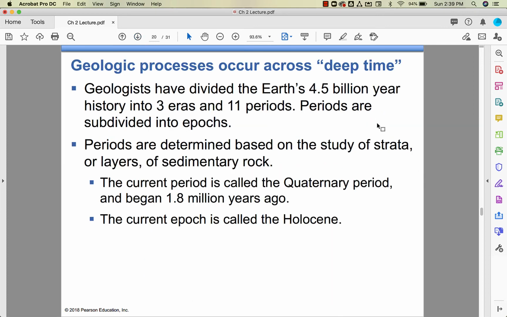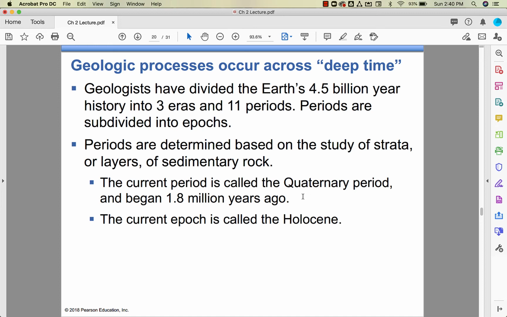So, Earth has been around for 4.5 billion years. Okay. They divide it based on time and normally based on extinctions. There's 3 eras and 11 periods, and then each period is subdivided into an epoch. Okay. So you determine the period based on what you see in the strata or the layers of rock, mostly sedimentary rock. So our current period is called the Quaternary, and it began about 2 million years ago.